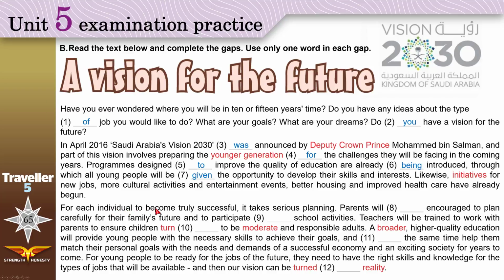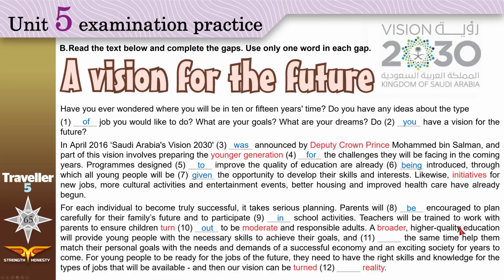For each individual to become truly successful, it takes serious planning. Parents will be encouraged to plan carefully for their family's future and to participate in school activities, to take part in school activities. Teachers will be trained to work with parents to ensure children turn out. When you turn out, that means you become. Children become moderate. Moderate means reasonable and responsible adults.